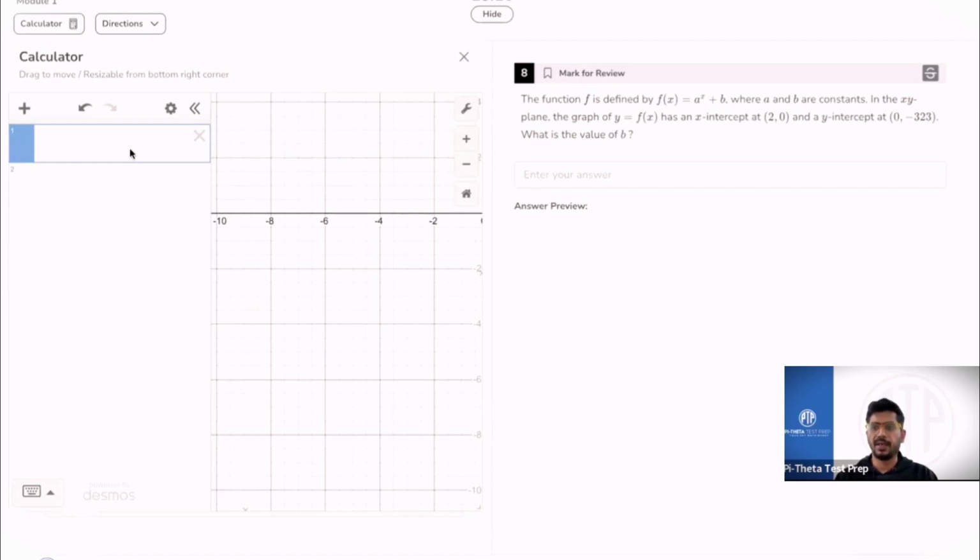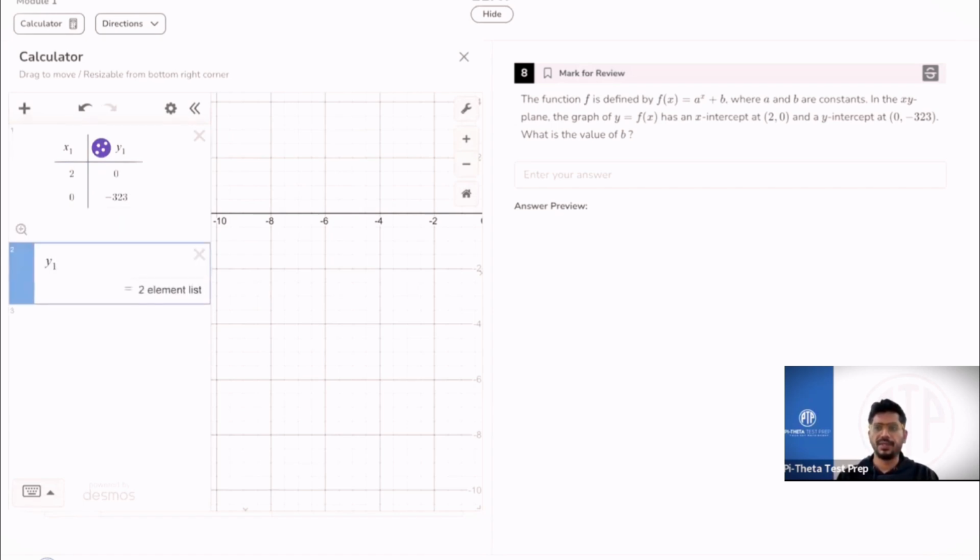And as we are very lucky enough, we have two coordinates, that is 2, comma 0 and 0, comma negative 323. Okay, very simple. I'll go to the plus sign. I'll select the table here and I'll write again 2, comma 0. I'll write 0, comma negative 323. And I will write again the regression.